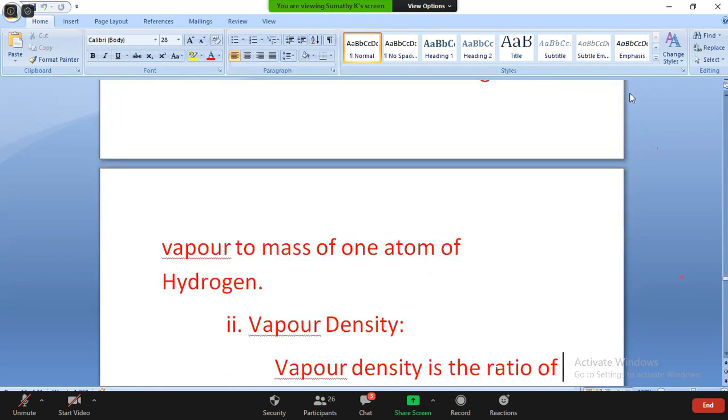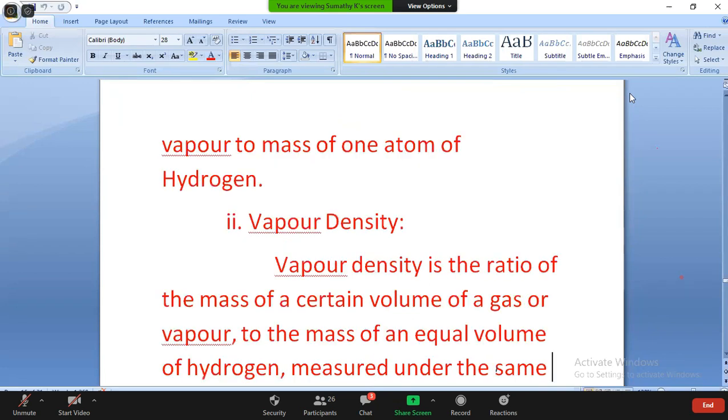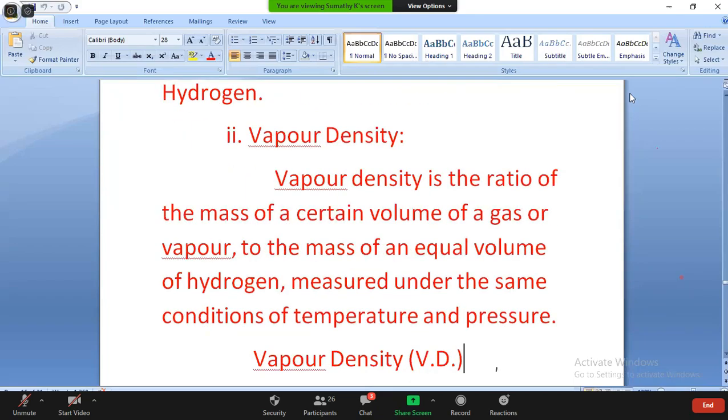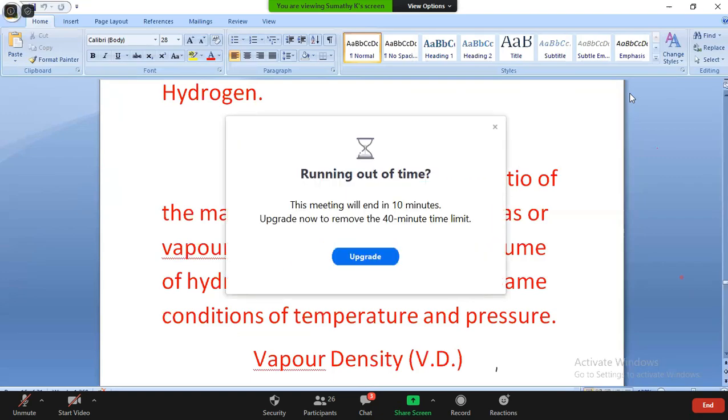Next is vapor density. What is vapor density? Vapor density is the ratio of the mass of a certain volume of gas or vapor to the mass of an equal volume of hydrogen, measured under the same conditions of temperature and pressure. This is vapor density. This is also a ratio, the mass of a certain volume of the gas.